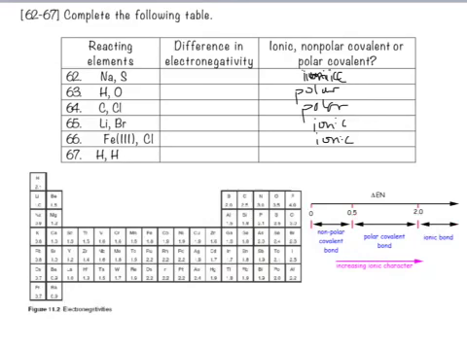And then two hydrogens, this would be a diatomic molecule. This would definitely be nonpolar. Why? The electrons that are shared between them do not favor one hydrogen atom over the other. They have the same electronegativity. They share equally, nonpolar.